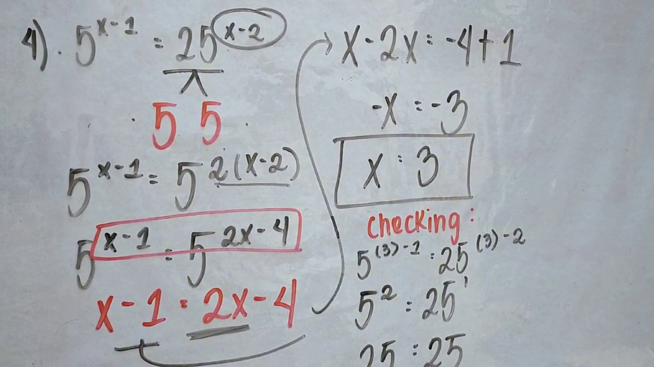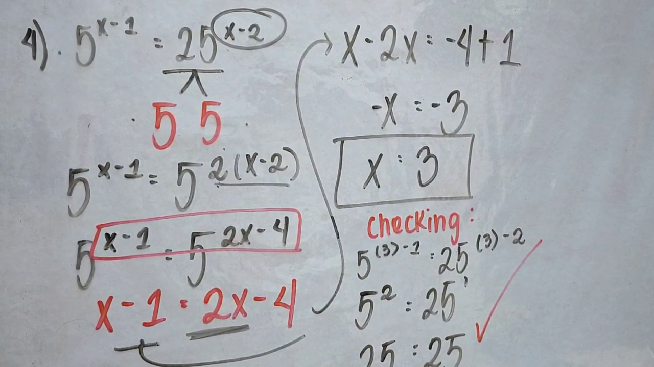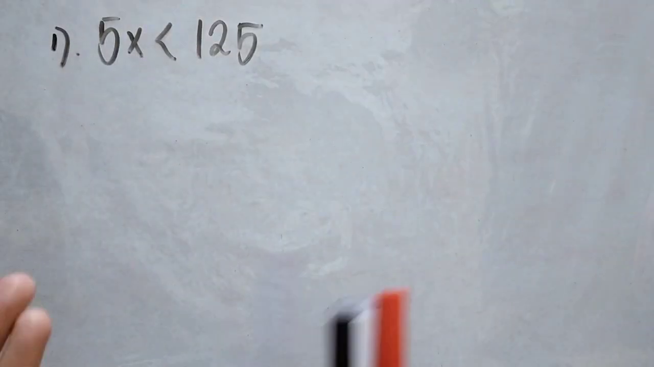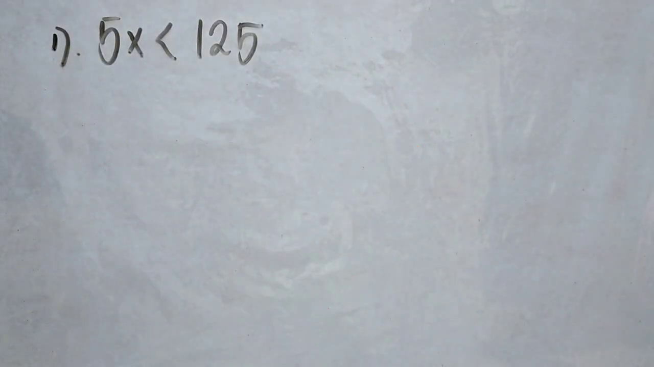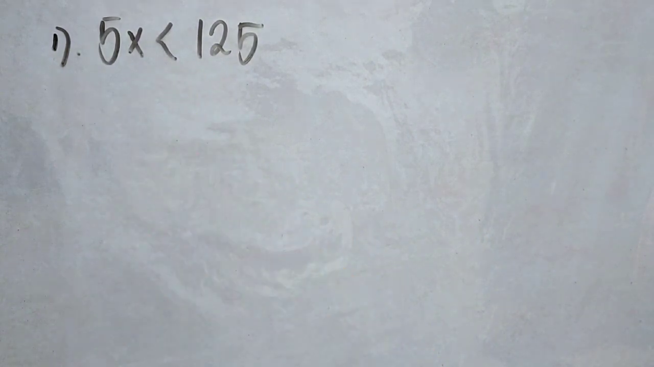And I am glad kasi nakaabot ka dito at narating mo yung last example natin sa exponential equality. Wala naman masyadong pinagkaiba sa exponential equality and inequality, but the difference is, instead na gumamit tayo ng equal sign sa inequality, we are using more than or less than sign. For our first example dito sa exponential inequality, mapapansin nyo na hindi na equal sign yung nandito. But instead, pwede na siya maging less than or more than.